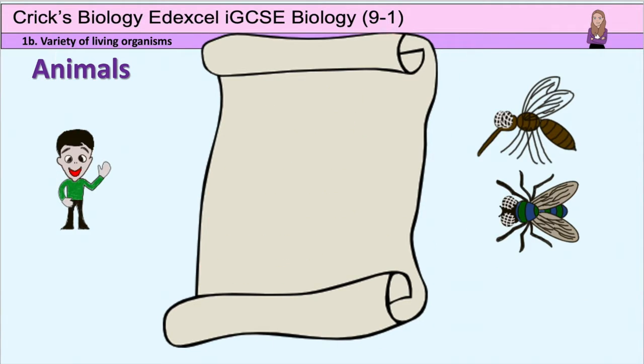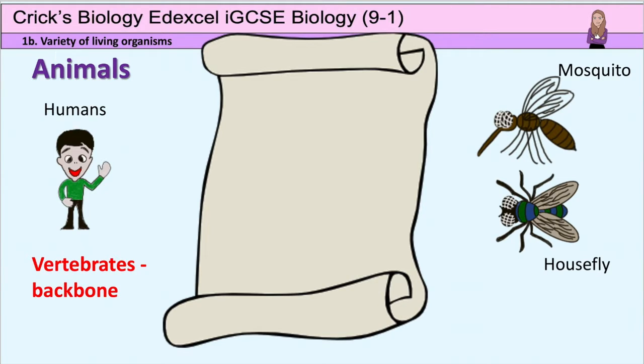Next, we will look at the animals. We belong to the animal kingdom. There is a huge variety of animals, including the well-known ones such as horses, dogs, and insects like this housefly and the mosquito here, and fish, but also sponges, mollusks, worms, starfish, and crustaceans. Animals can be split into vertebrates like us, which means they have a vertebral column or backbone, and invertebrates such as insects, which do not have a backbone.